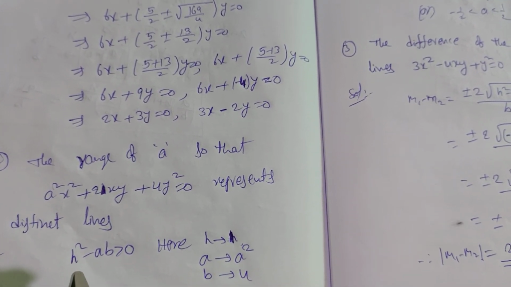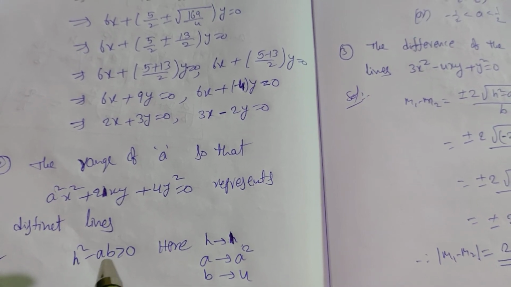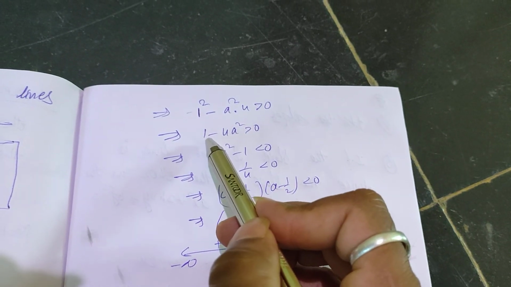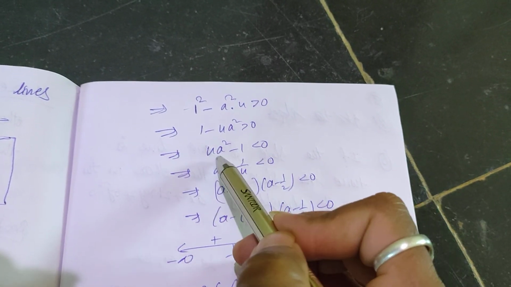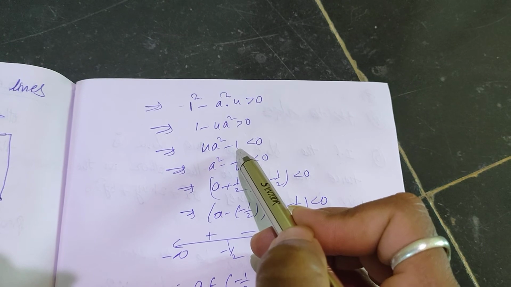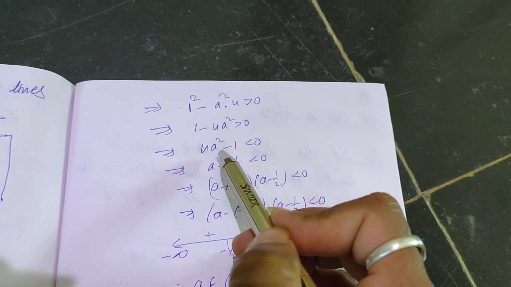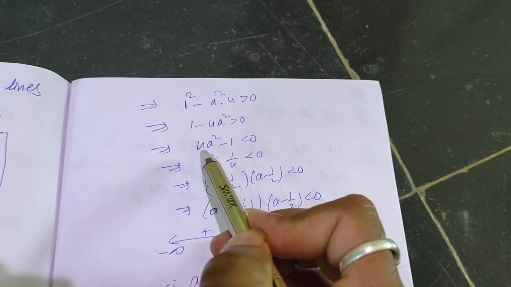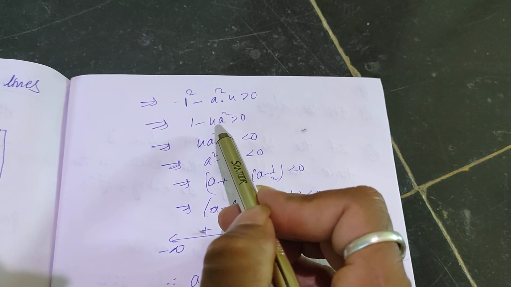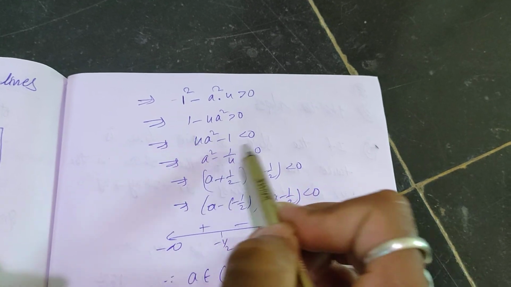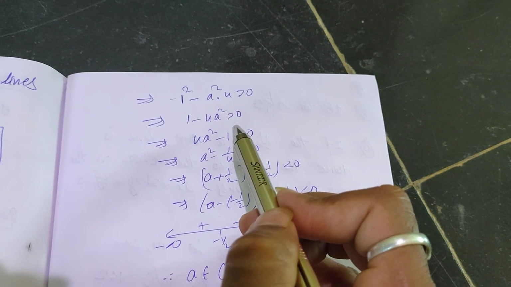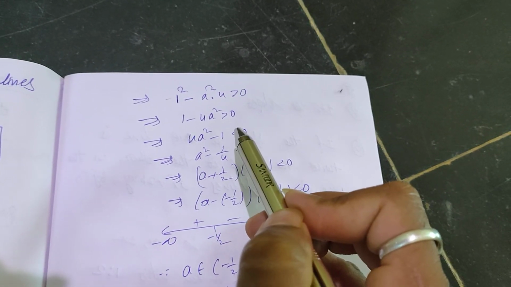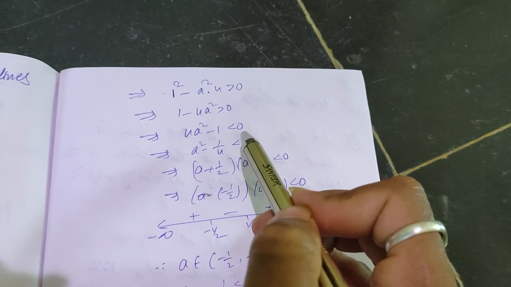Substitute here: h square means 1 square, minus a means a square into 4. So 1 square minus a square into 4 is greater than 0. So that means 1 minus 4a square is greater than 0. So 4a square minus 1 is less than 0. So 4a square minus 1 less than 0. If you take minus common and transpose to the other side, when a negative number is transposed to the other side, the inequality changes. So 4a square minus 1 less than 0.